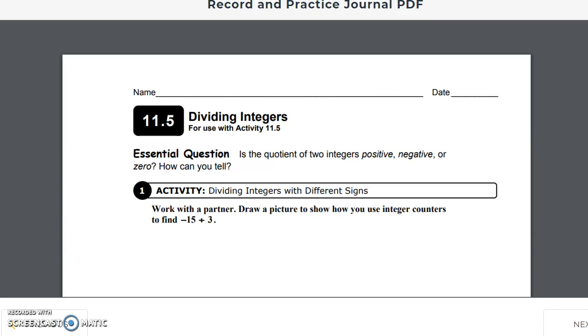All right, welcome back. We're going to tackle 11.5 today. 11.5 is all about dividing integers, and we ask ourselves, what is the quotient when we have two integers of the same sign or with different signs, or if there's a zero involved, will our quotient be positive, negative, or zero? So we're going to learn and apply some rules to do that today.